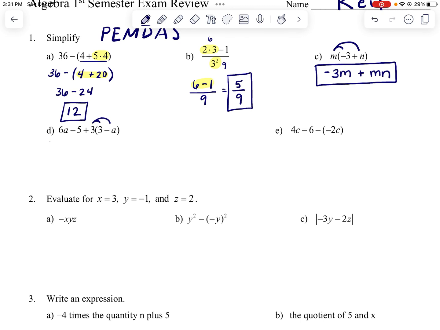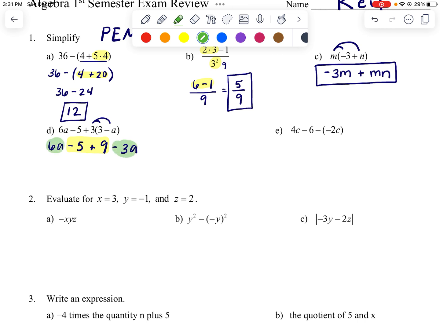Similarly, we need to distribute. So I have 6a minus 5 plus 3 times 3 is 9. And 3 times negative a is negative 3a. I can combine like terms, so my 5 and 9 are like terms. And then I also have 6a minus 3a. So the variable always comes first. 6 minus 3 is 3a. And negative 5 plus 9 is a positive 4. Again, we're not trying to solve. We just are trying to simplify and combine like terms.